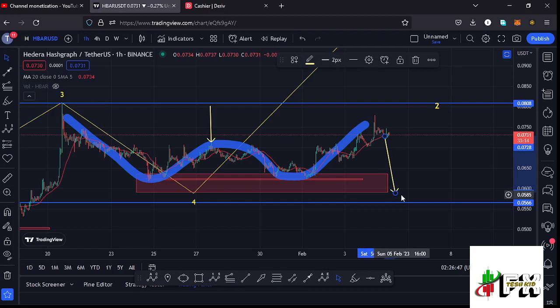But at the time of this recording, I'm in favor of having seen the low for this fourth wave, and what we are seeing at the moment is the start of a bounce to the upside in the formation of that wave 5. So let's be patient and see how that plays out, and I'll be keeping you updated.